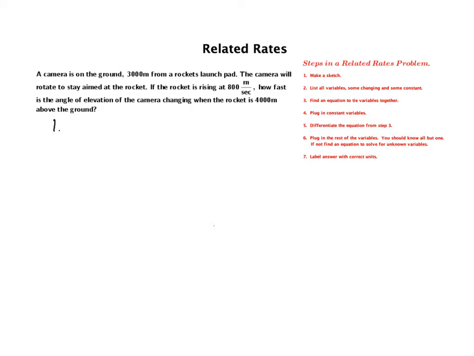First, we will make a sketch. Here's a sketch of our problem. We have a camera 3,000 meters from the rocket launch pad, and we have a rocket rising at a rate of 800 meters per second and reaching 4,000 meters, at which point we need to know the angle of elevation, and I'm going to represent that with the variable theta.